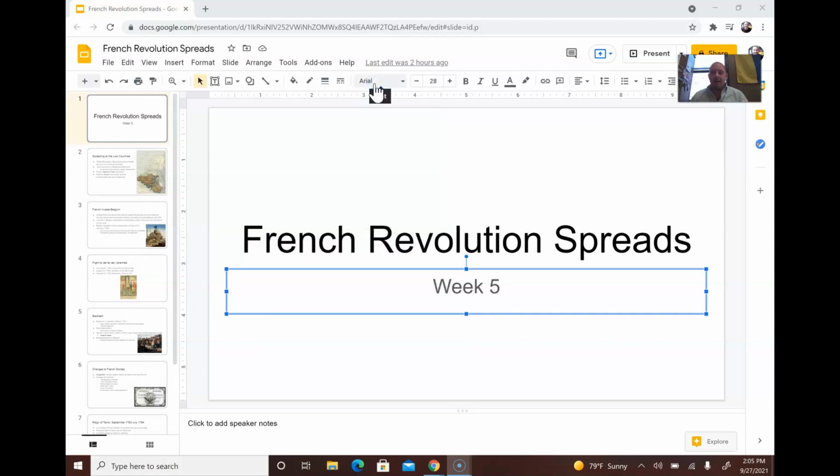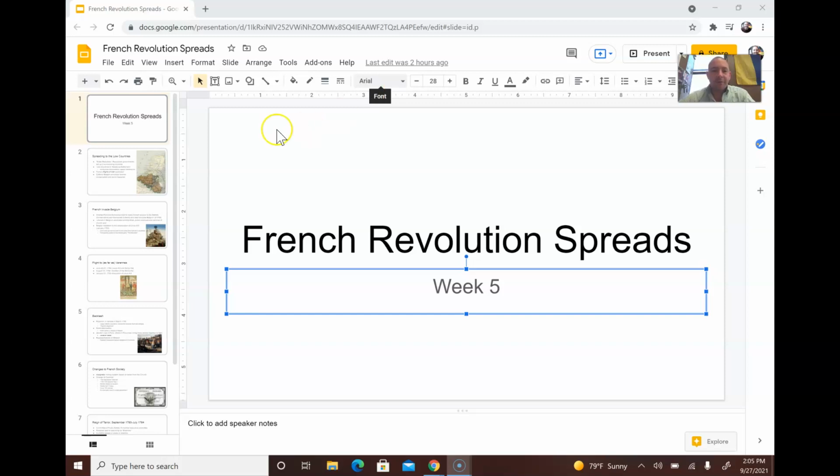Today we're going to be looking at how the French Revolution spreads, and in particular, where it goes after it leaves France, where it starts to consume other parts of neighboring countries, and how it emerges within France in the 1792 to 1794 period.